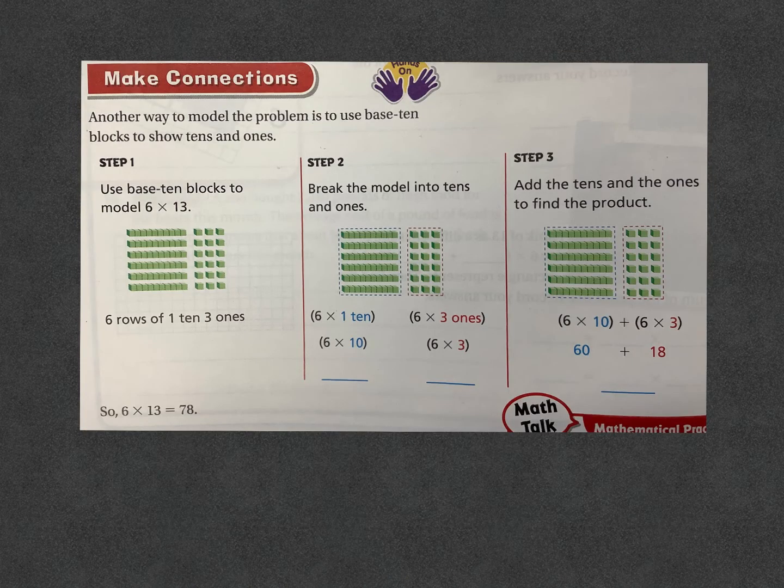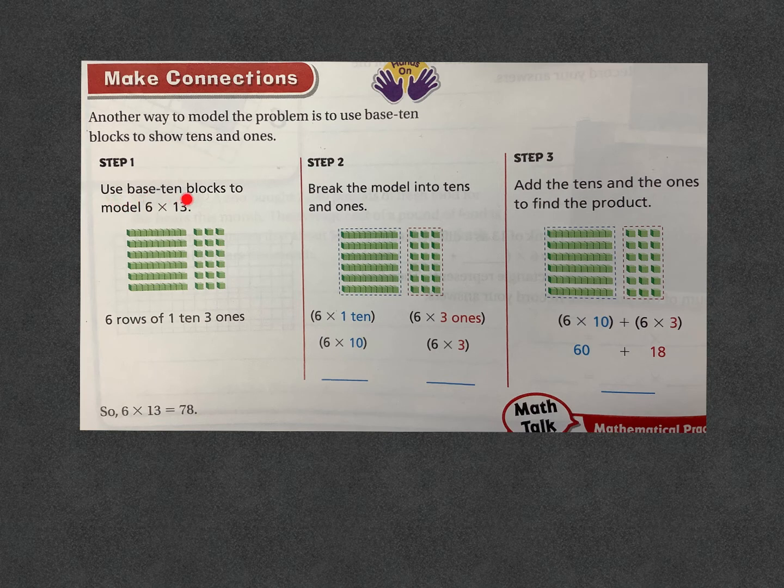In the previous example, we used graph paper to model the problem. Eventually, you don't use any graph paper to model the problem. Eventually, you just do those things in your head. But they also wanted your brain to grasp onto it in another way, and they used our place value little models that we used before. So another way we can model the problem is to use base 10 blocks to show tens and ones.